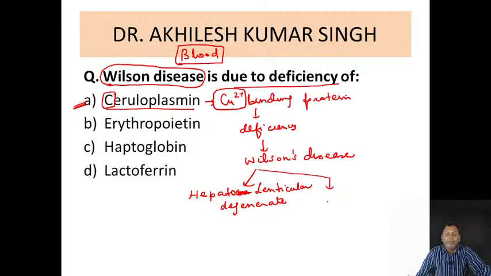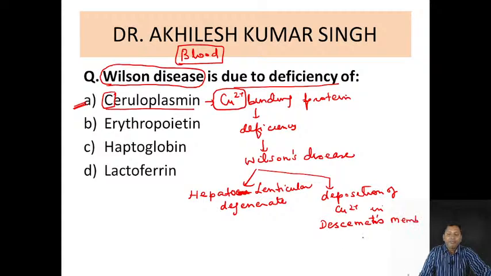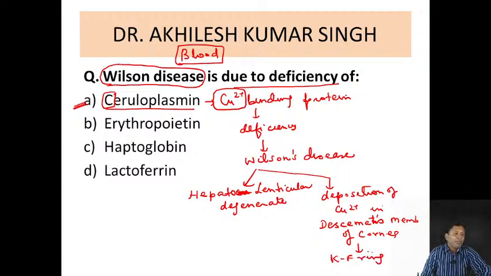Number two thing, it will lead to the deposition of copper. Where? Deposition of copper in the cornea. Where in the cornea? In Descemet's membrane. So deposition of copper in Descemet's membrane in the cornea, and this will lead to formation of the Kayser-Fleischer ring, the KF ring. Right. So remember the things which you have to remember here.